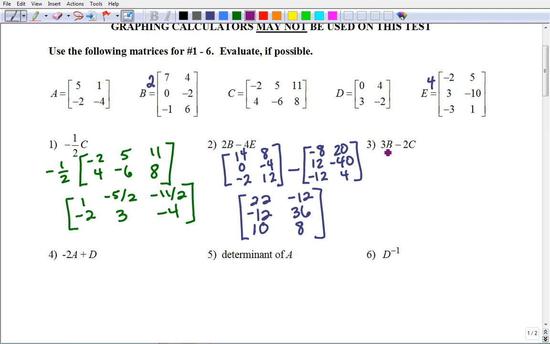For the next problem, we have 3b minus 2c. Comparing what I had before, b is a 3 by 2 matrix, but c is a 2 by 3 matrix. They are not of the exact same dimensions. Therefore, this is not possible. And so that's what we'll write, not possible.